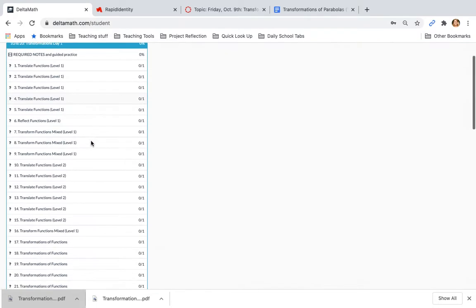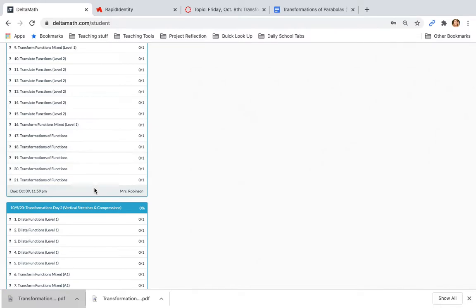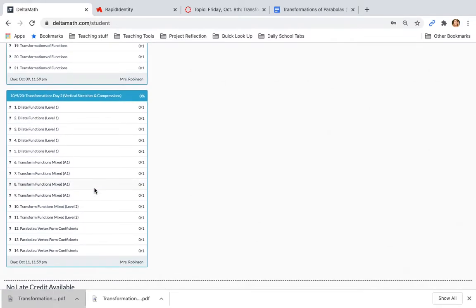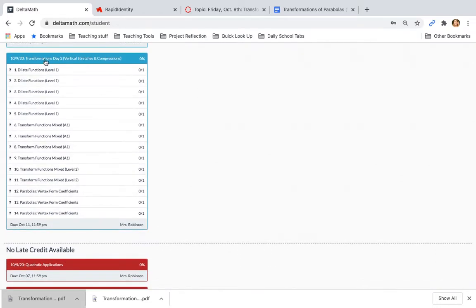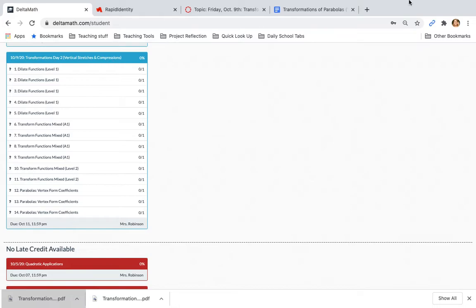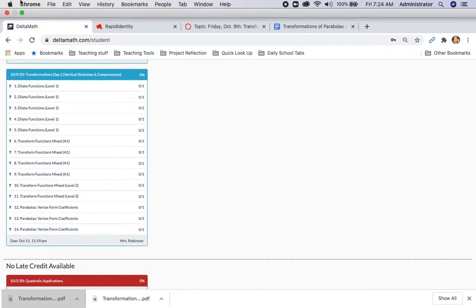So transformation day 1, please take care of that. That was due last night also, or tonight rather. I've got it due tonight by midnight. So if you can take care of both of these today, that would be great. So you can see there's 14 problems. Transformation day 2, vertical stretches and compressions is what we'll be working on today. I'm going to minimize this.